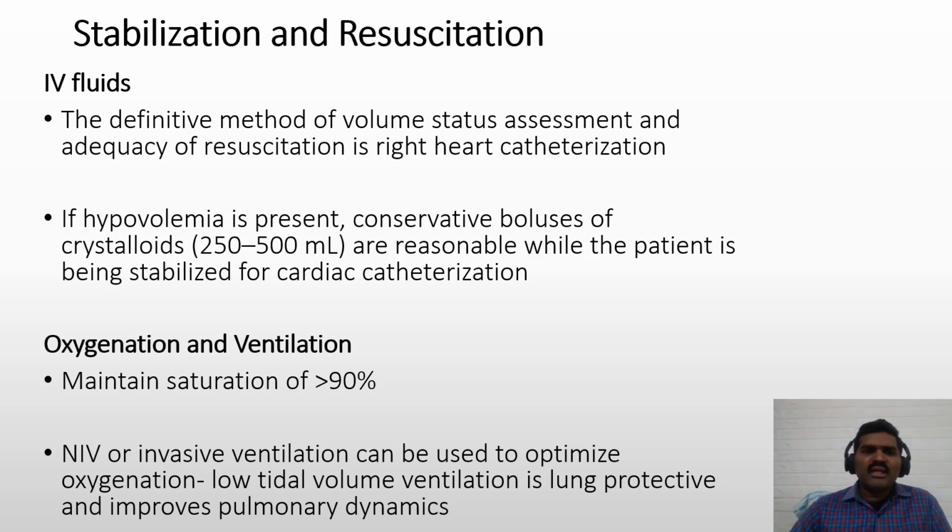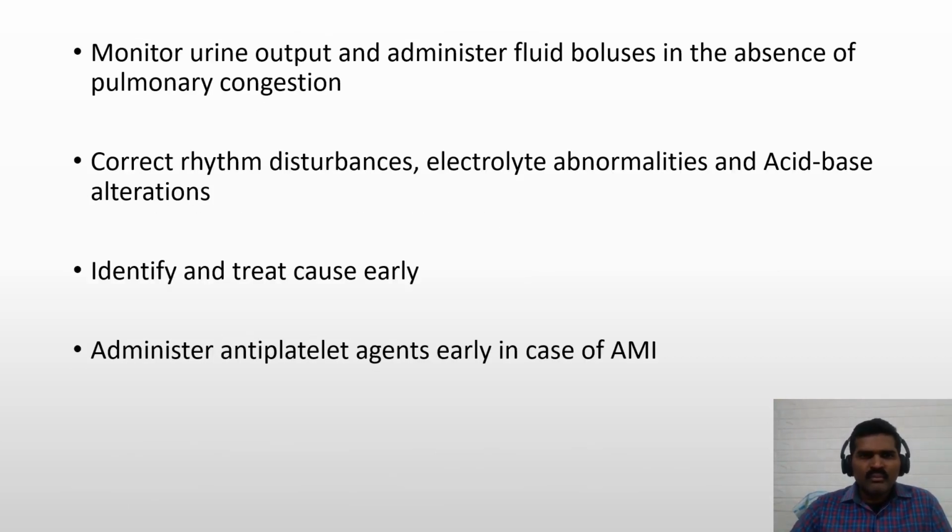Oxygenation and ventilation: we should target a saturation of greater than 90%, preferably 92 to 94%. Non-invasive ventilation or invasive mechanical ventilation can be used to optimize oxygenation. Low tidal volume ventilation is lung protective and improves pulmonary dynamics. Monitor urine output and administer fluid boluses in the absence of pulmonary congestion. Correct rhythm disturbances, electrolyte abnormalities, and acid-base alterations. Identify and treat the cause early. Administer antiplatelet agents early in case of acute myocarditis.